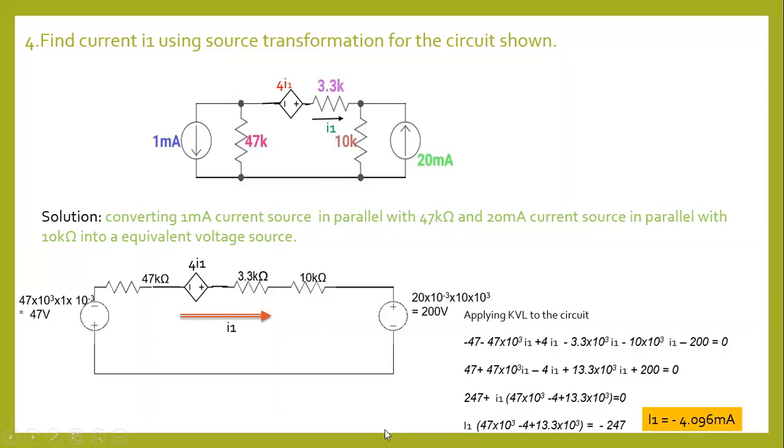Solving everything, I have shown each and every step over here. So finally we get I1 is equal to minus 4.096 milliamps. Why did we get a minus sign here? Please don't discard this minus sign. It just indicates that the direction given in the problem is wrong. If we take I1 in the anti-clockwise direction, then we will get a positive current. This is what our dependent source problem is.